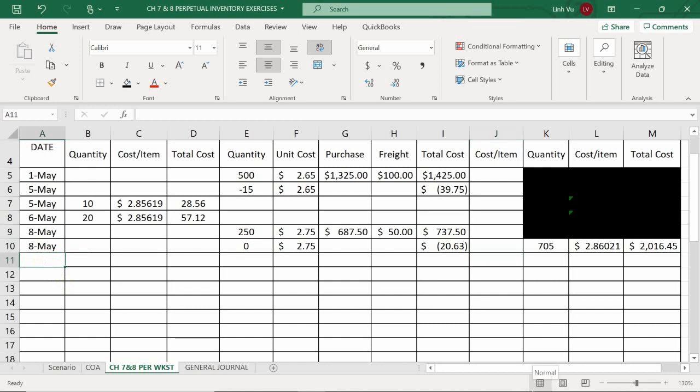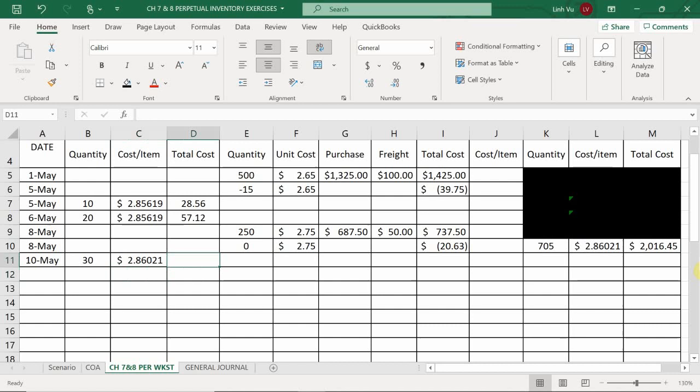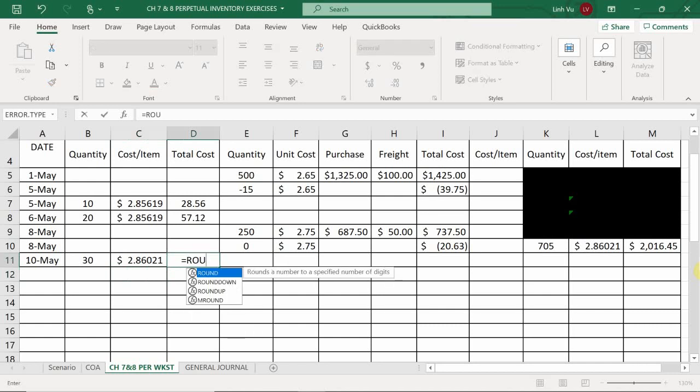cost per item, it's definitely going to change. Okay, so let's see. It is May 10. We sold 30 units at what average cost per item? So what is my total cost of goods sold here?